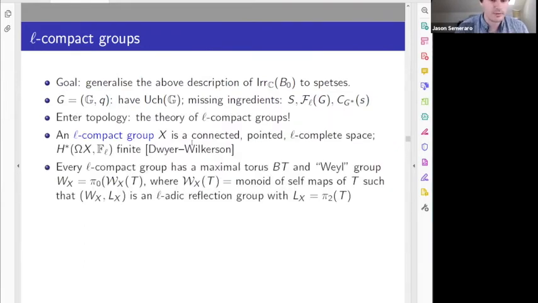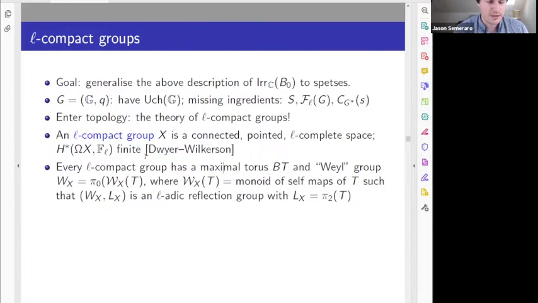So what's an l-compact group, you might ask. Well, an l-compact group is a connected, pointed l-complete space whose loop space has finite mod l cohomology. And they were first considered by Dwyer and Wilkerson, again, back in the 90s. So it's interesting that it was happening at a similar time to the interest in Spetses, I guess.